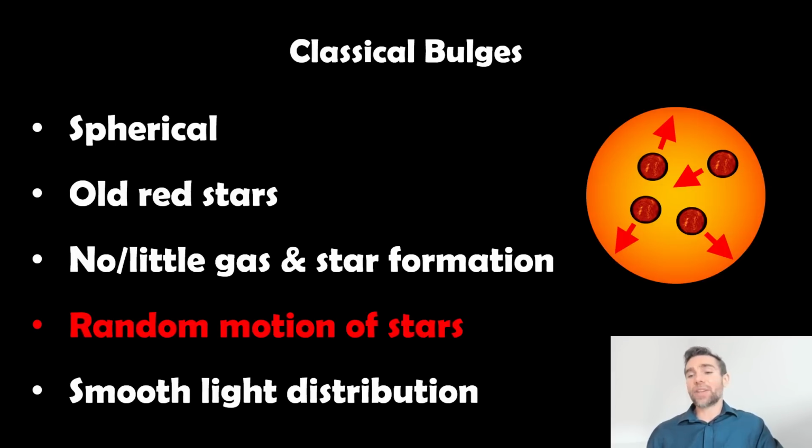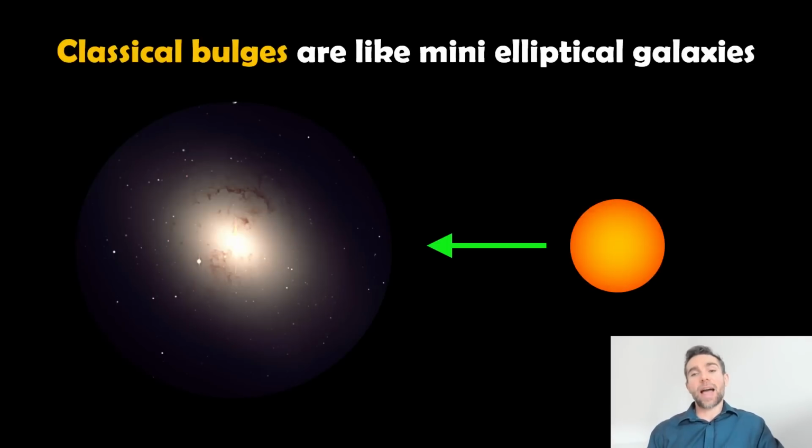And the light distribution from centre to outer part can be quite smooth. So they don't have any spiral arms, any rings, things like that. They're kind of smooth in the way that the light is distributed through them. And maybe that's made you think, well, okay, that sounds a bit like an elliptical galaxy. And you're kind of right.